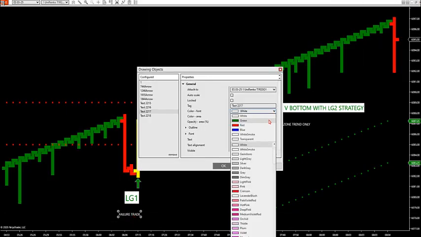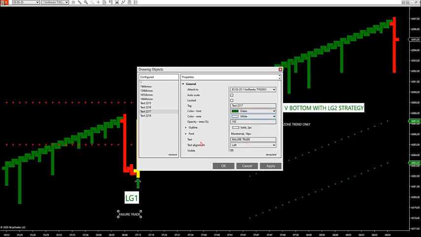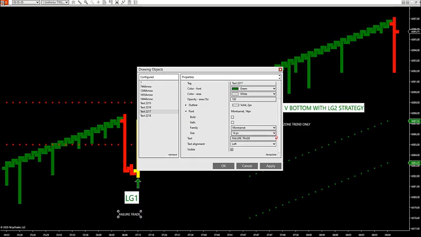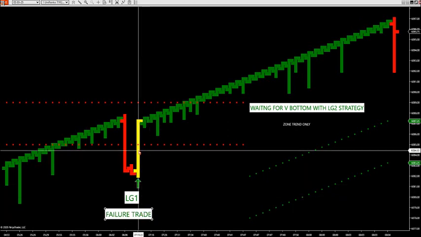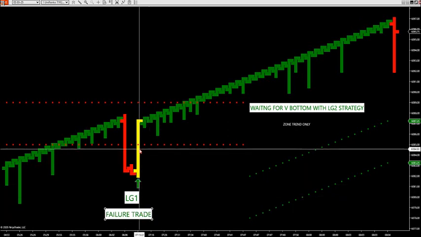If you want strictly looking for the failure trade, that's LG2 that you have. You can turn that on, toggle it on. You have your predetermined stops, targets. Okay. You can have your speakers on.